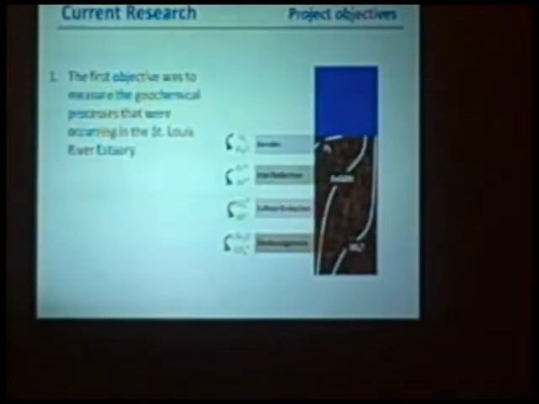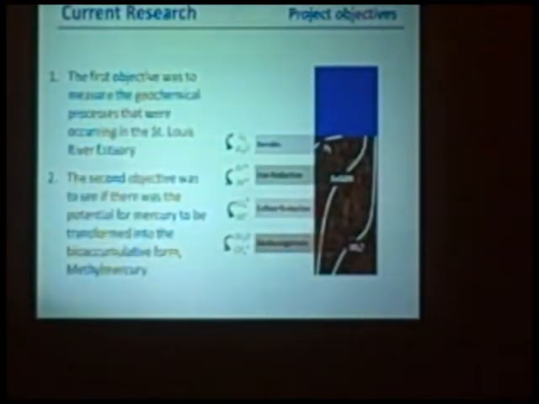The second part of our project is to figure out if there's potential for the mercury to be changed into the bioaccumulative form, which is methylmercury. So is methylmercury being produced in the sediment? So that's kind of the whole point of this. So this is kind of the way that we think about how methylmercury is created.